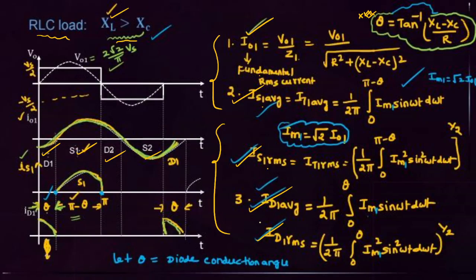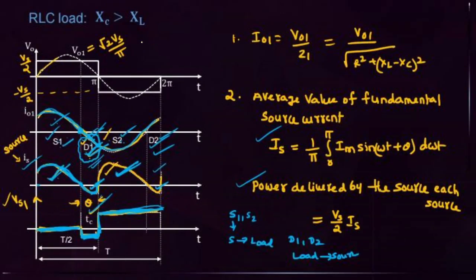What is the average value of diode current? What is the RMS value of diode current? This is for RLC, XC greater than XL. You need to concentrate on the waveform. This you have to take.